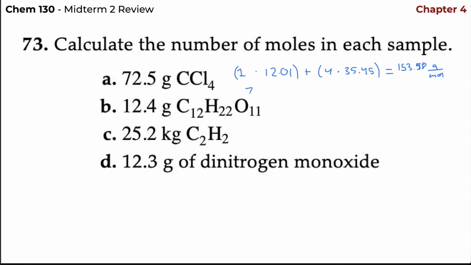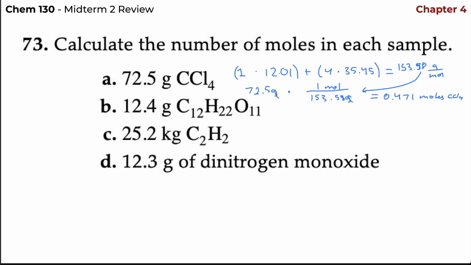So let's take what it's giving us. So 72.5 grams, right? Multiplied. Remember, the grams needs to be on the bottom. So let's flip this upside down. So let's do 1 mole on the top and let's take this and put it on the bottom, which is 153.58 grams, right? So then grams cancels out, and when we do the math, we're left with 0.471 moles of CCl4. Boom, pretty straightforward.